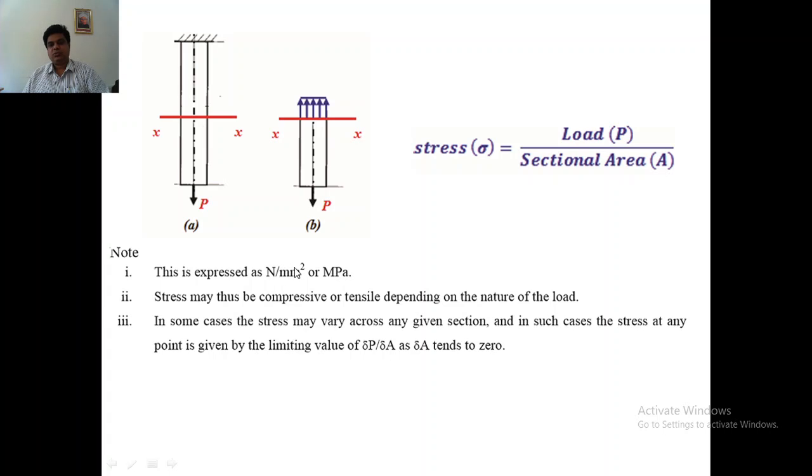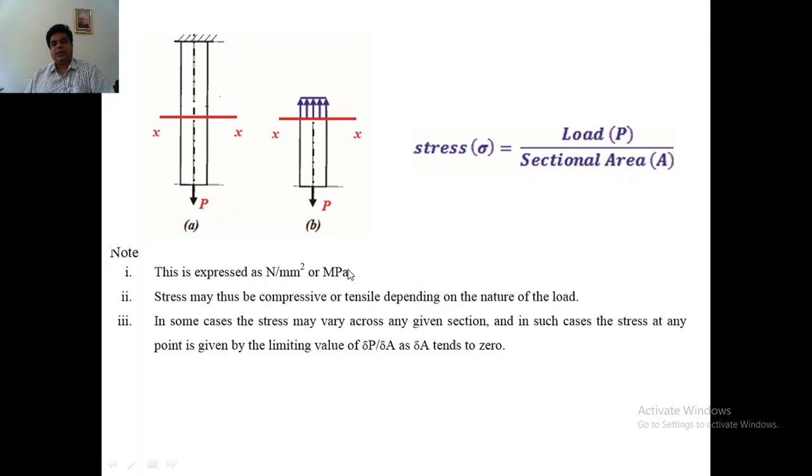So Newton per meter square is the unit of stress. And 1 Newton per meter square is called Pascal. So Pascal is the unit of stress. So we express the stress in terms of Pascal here.